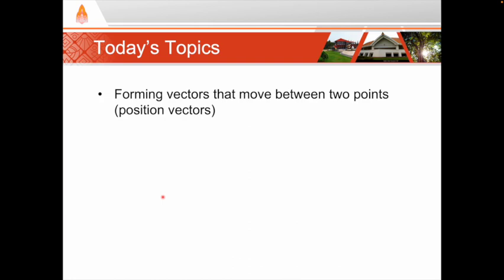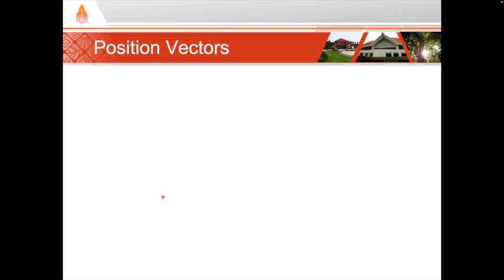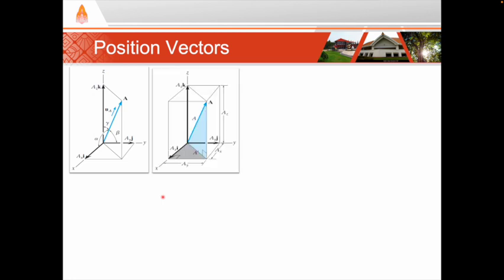In this lesson, we will talk about how to form vectors that move between 2 points, which are called position vectors, how to use position vectors to describe force vectors that move along a line, and the procedure for computing dot products. So far, we have defined vectors using a magnitude and an angle, and we have defined vectors using Cartesian components. However, many times in reality, we do not have this information.